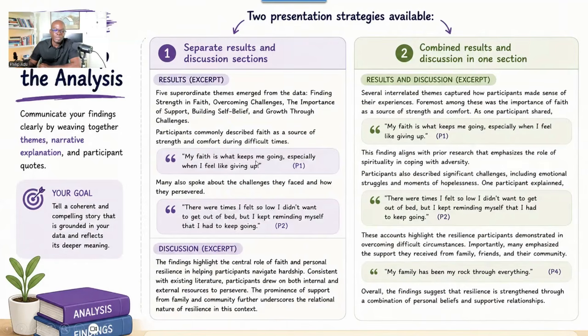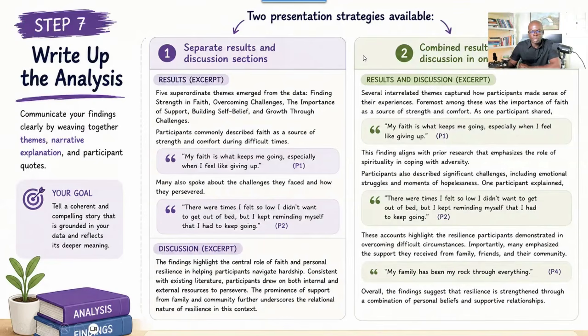But if you are working on your dissertation, it's expected that you have a chapter for presenting your findings and also another chapter for discussion, right? So you just have to choose based on what is required, based on the document that you want to work on. If you are working on your dissertation, then the first option will be the best. If you are writing an article, then you may choose the second option, especially if you find it difficult to separate the findings from your interpretation or the discussion, right?